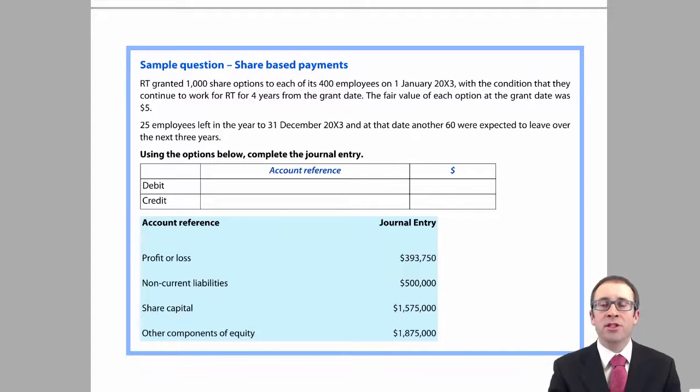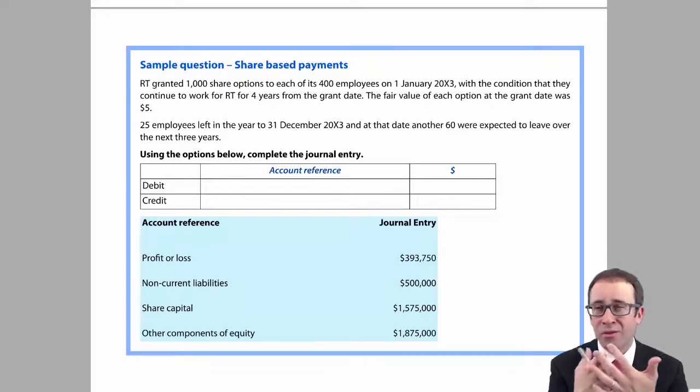But as well as thinking about the journal entry, it might ask you what the expense is for a particular year. It might ask you what the other component of equity figure is, or what the liability figure is to appear within the financial statements at a particular year end. So there's a good scope of the style of question that you could be asked for, but I think if you understand the basics and the essentials that we've covered, you aren't going to go too far wrong.